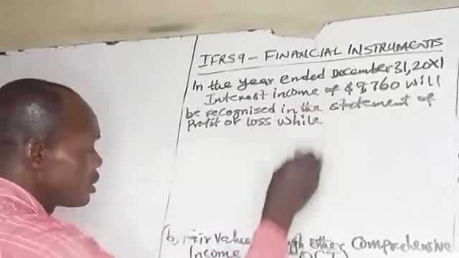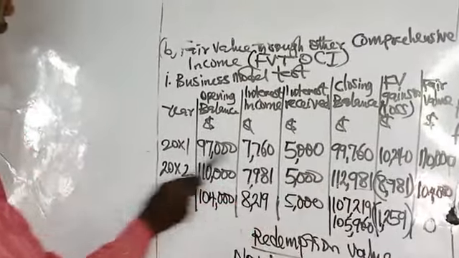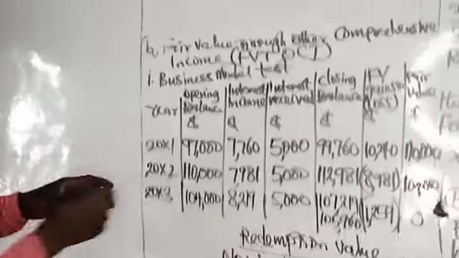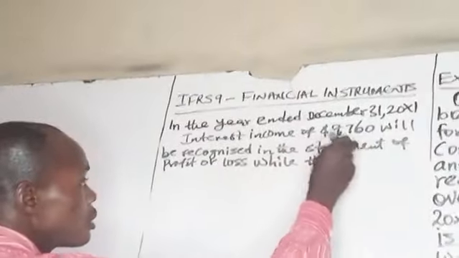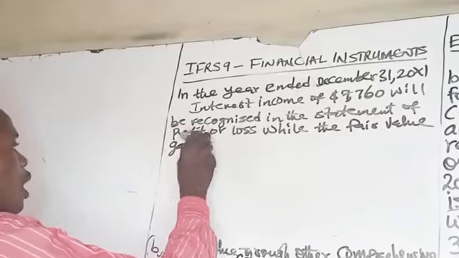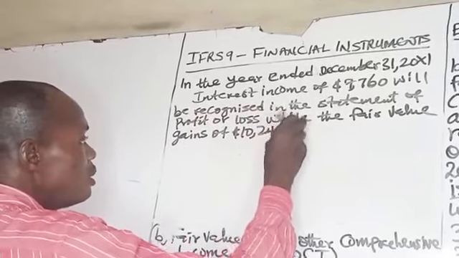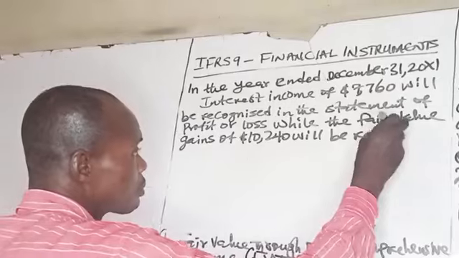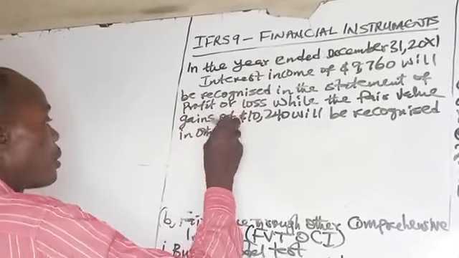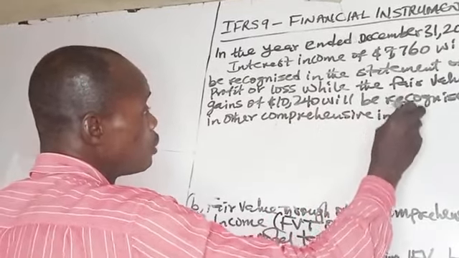While you have a fair value gain of 10,240 in the year ended 20X1, this fair value gain will be recognized in other comprehensive income, OCI.